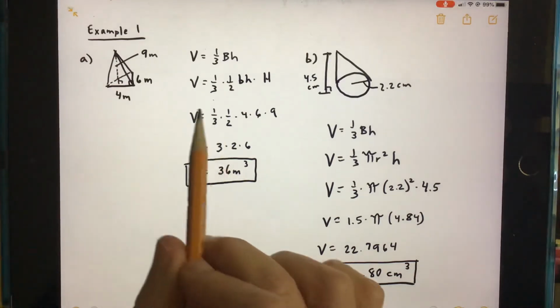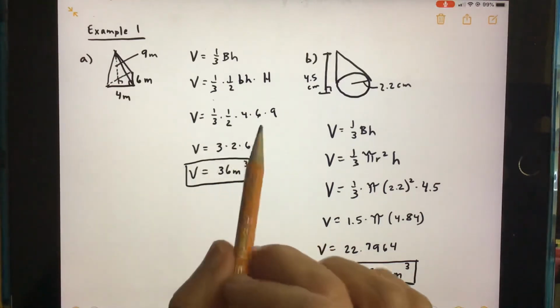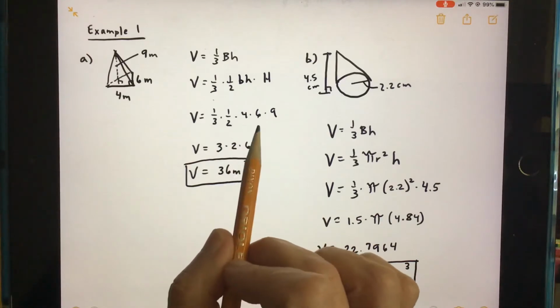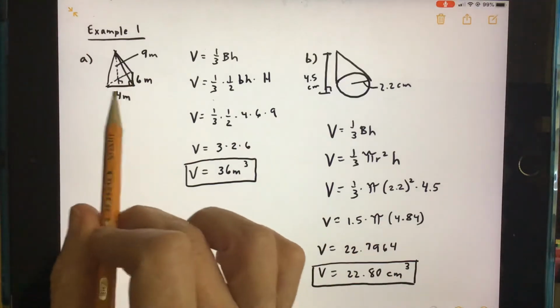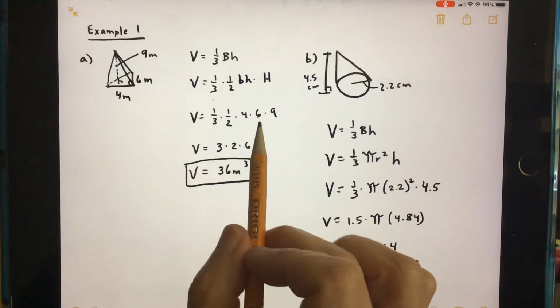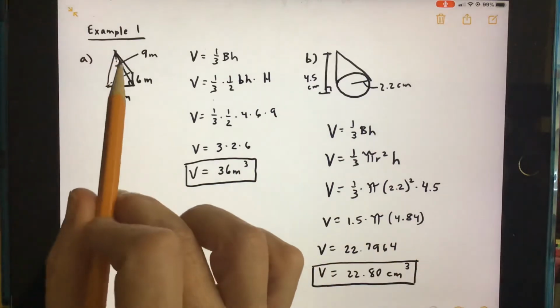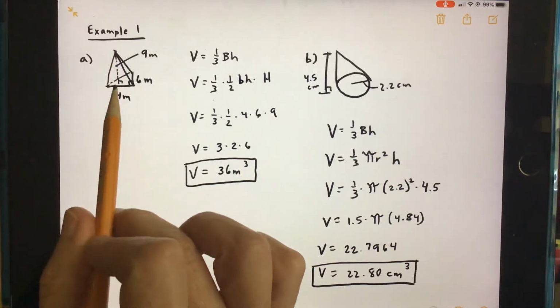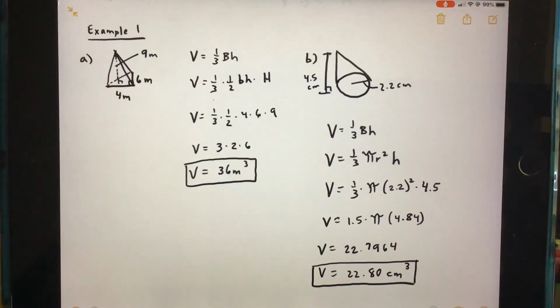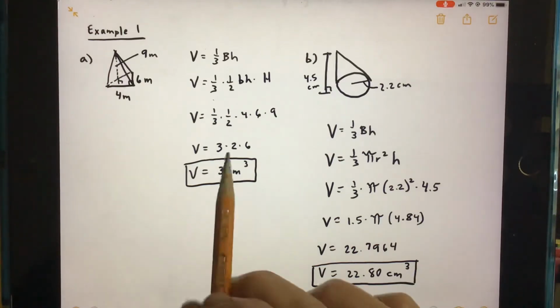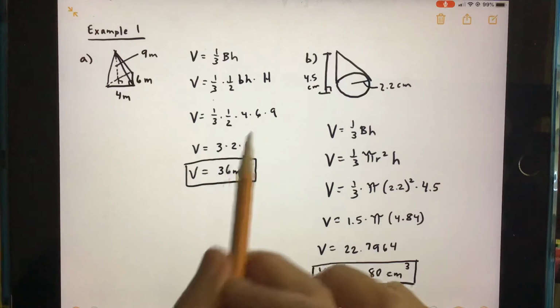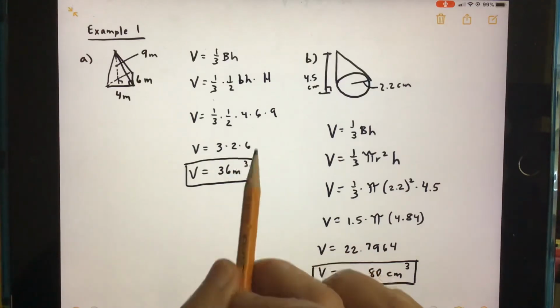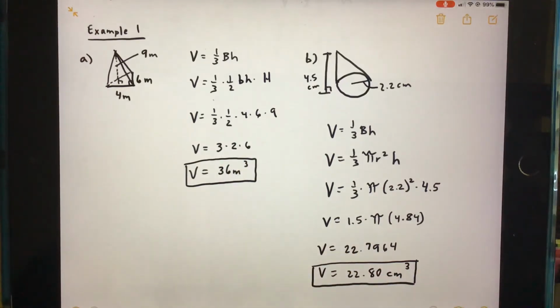Plugging in our numbers then, 1/3 times 1/2 times the base of the triangle is 4. The height is 6. It is a right triangle, so we can use those legs as the base and the height. Times 9, and that would be the distance from the point down to the base. Now we simplify this out, and let's see, we'll have 1/3 of 9 is 3, half of 4 is 2, times 6, and 3 times 2 times 6 is 36.